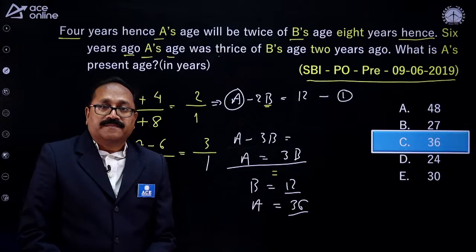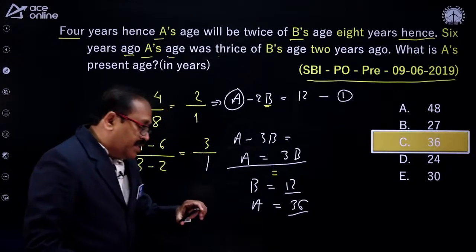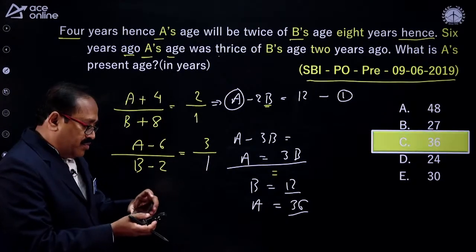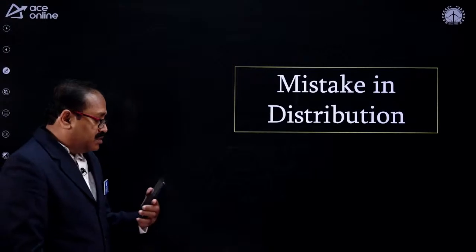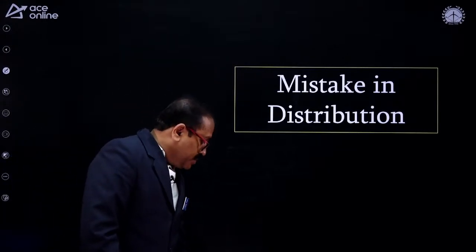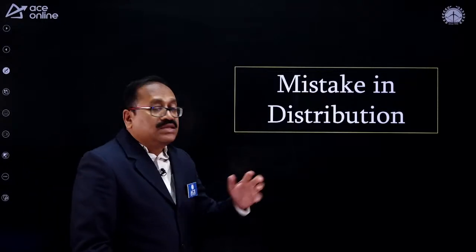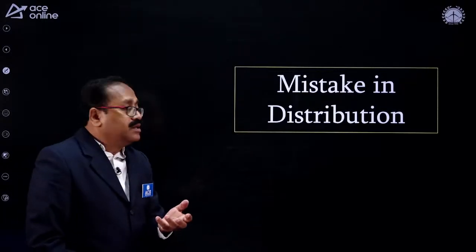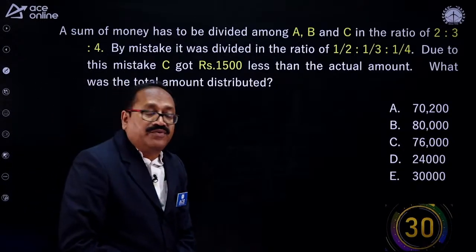Option C. So many of you have done well, my young friends. Well done, all my friends over here. The next question on the board is the important part. After this model, I will conclude the class. Now, mistake in the distribution. It's a very important part, and when it comes, sometimes the students get confused.